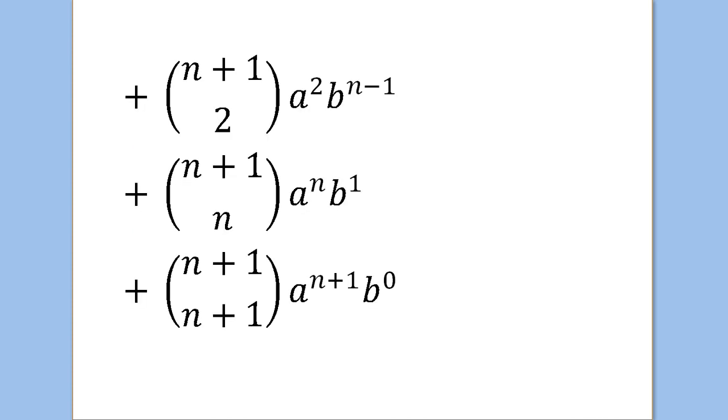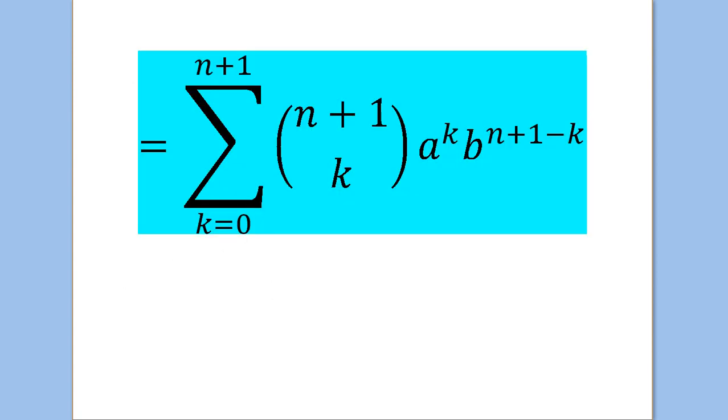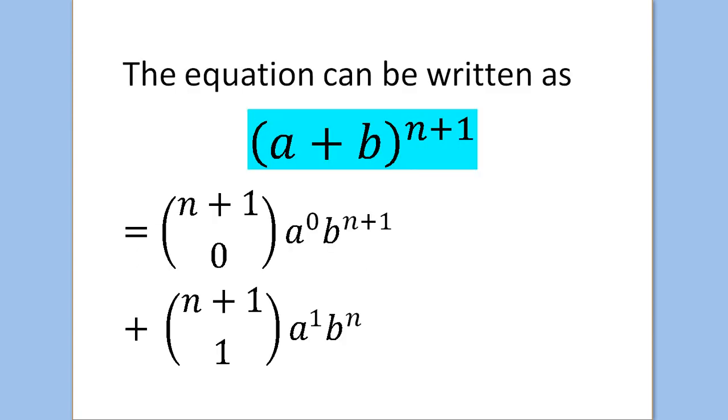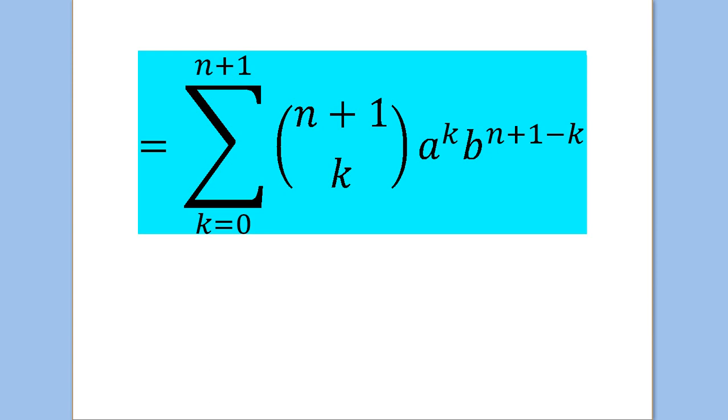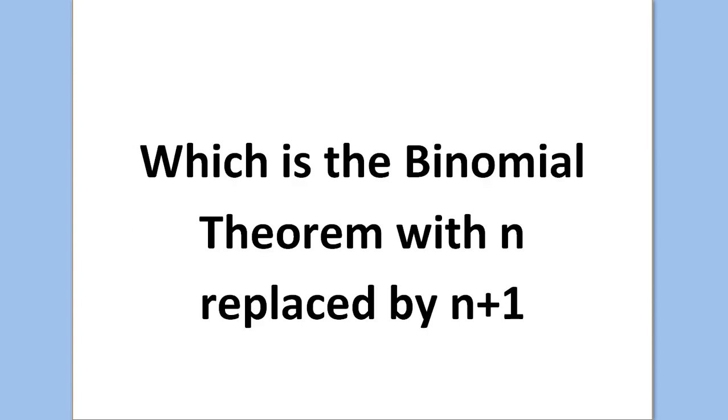So when you put all that together, and then we want to rewrite it back in the form of the binomial formula, that equals the sum from k equals 0 to n plus 1 of n plus 1 choose k, a to the k, b to the n plus 1 minus k. And if you just quickly check all of those, you'll see that that checks out. And that's the binomial theorem with n replaced by n plus 1. And there you have it. We have proved the binomial theorem by induction.